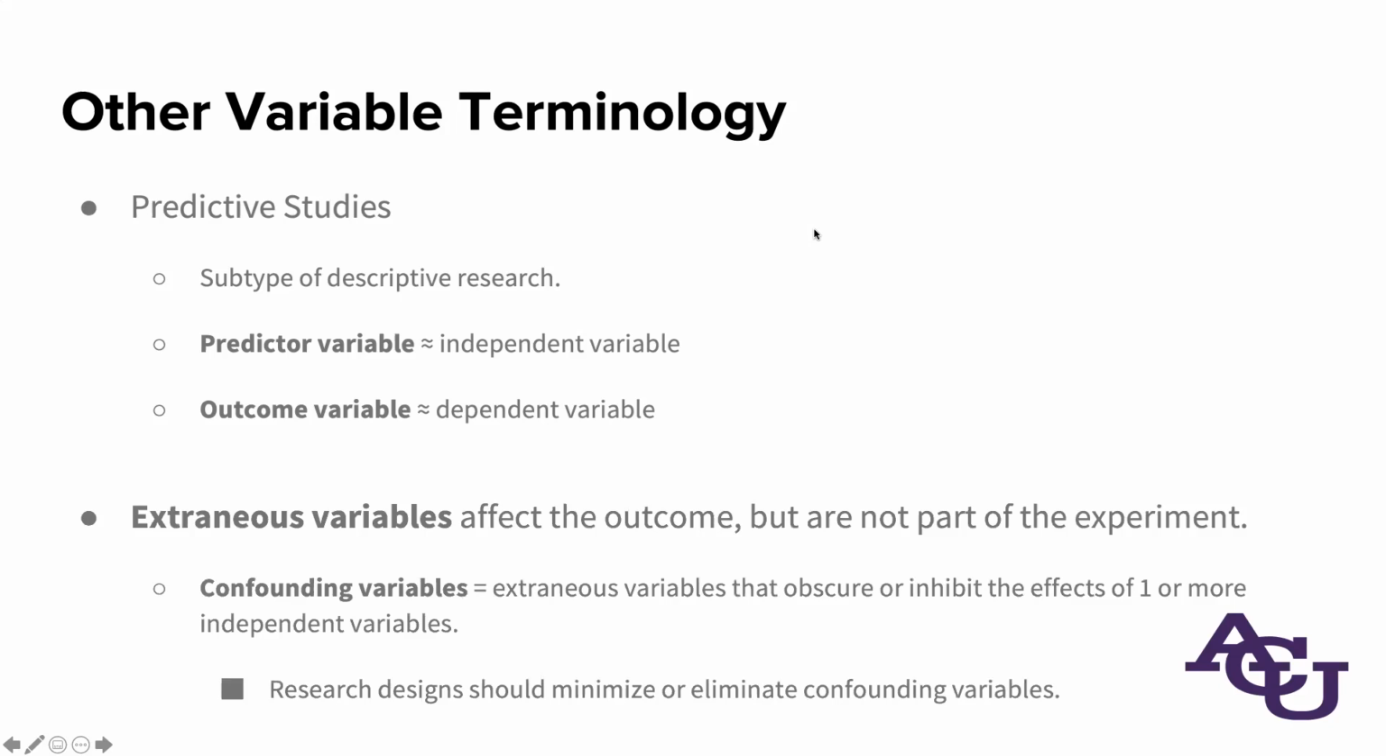Now, there are also extraneous variables. These are things that might affect the outcome of the study, but are not part of the experiment or not part of the evidence-based project that you are conducting. In particular, we're concerned with confounding variables. These are extraneous variables that might obscure or inhibit the effects of one or more independent variables. And it's a general principle of good research design that you want to minimize or eliminate confounding variables.